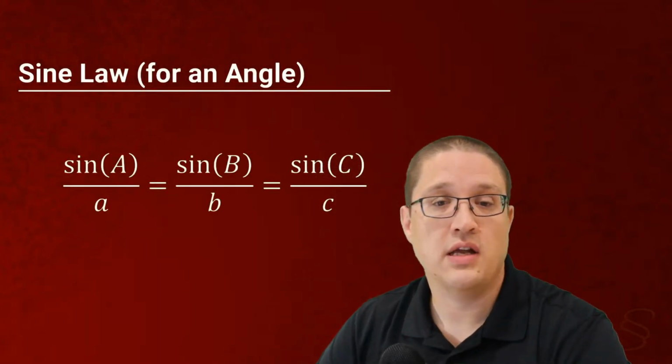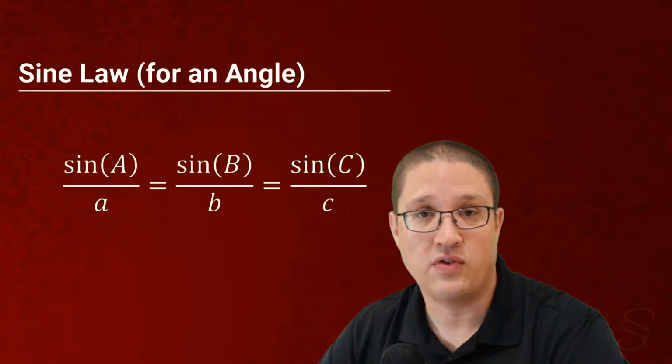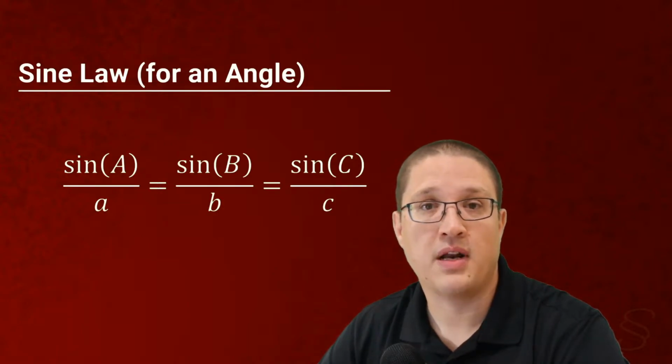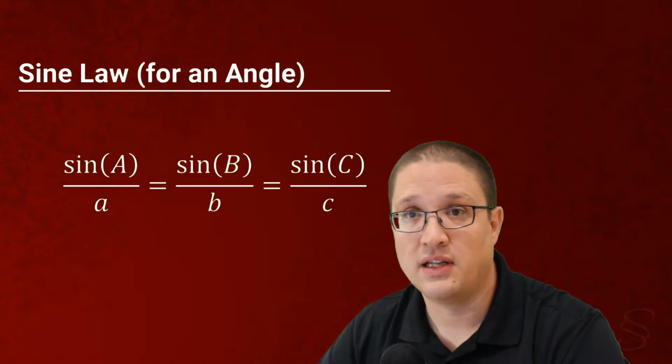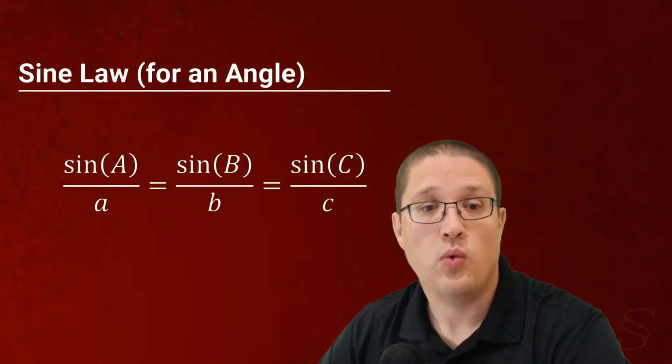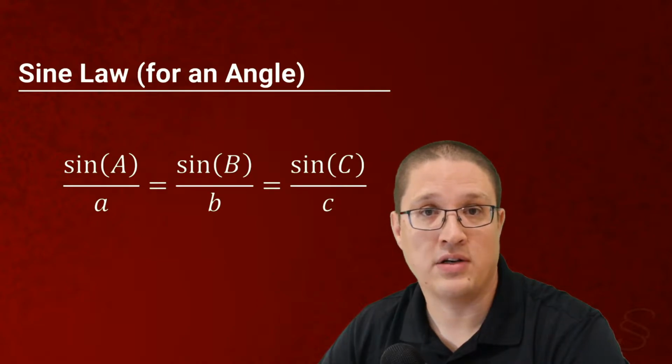When you're using sine law to find an angle, you're going to use this formula. Notice that we've flipped it upside down from sine law to find a side, because that saves us a little bit of work later. We put the angles, the capital letters, on top, and we've put the lowercase letters, or the sides, on the bottom. Let's take a look at how to use this.